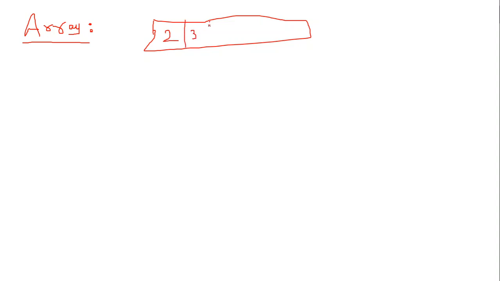3, 4, and then 5. Okay, so suppose these are the indexes 0, 1, 2, and then 3. So suppose I have a requirement that I have to delete one element from the array. If I have to delete one element, suppose I have to delete this element, this one. So after deletion of this, what will our final array look like?